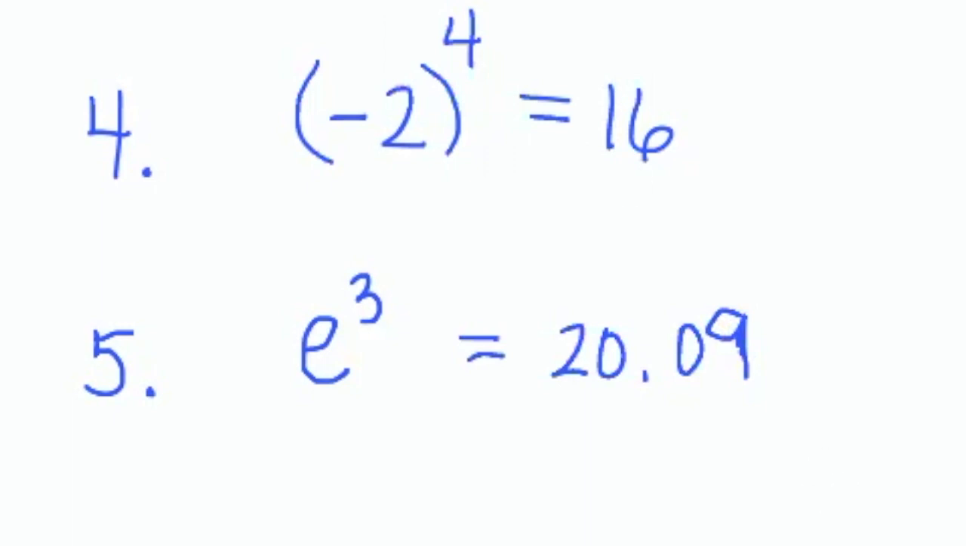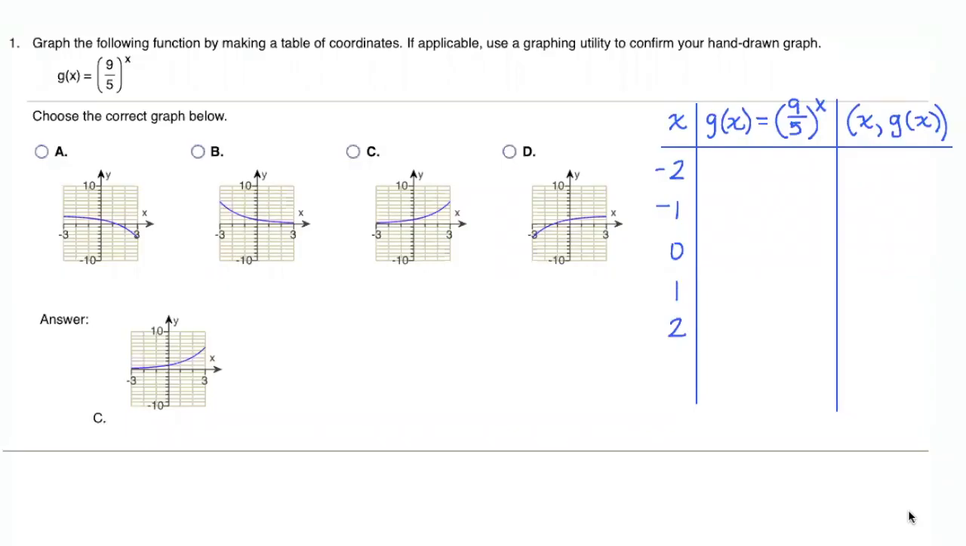Now let's look at some of my MATLAB stuff. This problem asks us to graph the function g of x equals 9/5 to the x power by making a table of coordinates. Sometimes my math lab might set up a table for you, other times you have to do this on your own on a piece of paper. So you can see off to the side, I have set up my table. And when I chose what x values to put in my table, I kind of looked at these graphs and noticed the x-axis really only goes from -3 to +3.